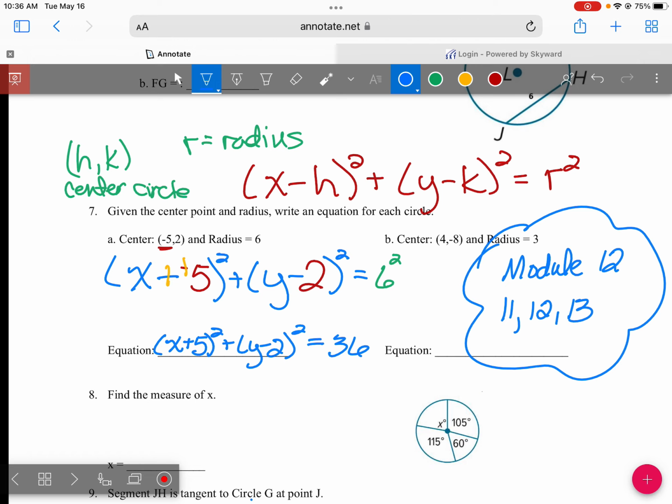Somebody drew something inappropriate. Oh, great. It wasn't me. I had to wait. It's in blue. Okay. All right.